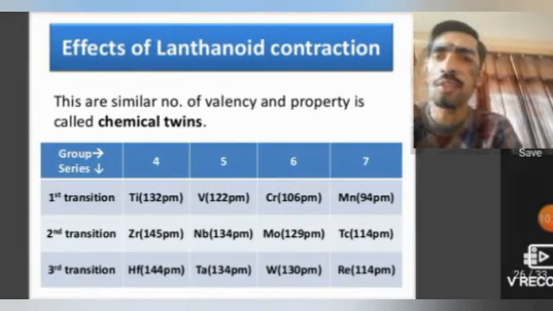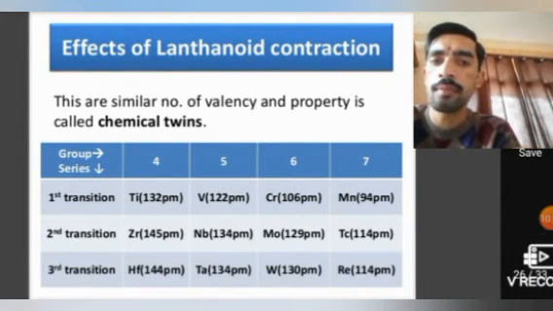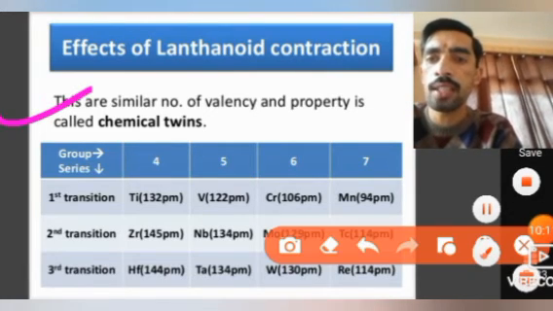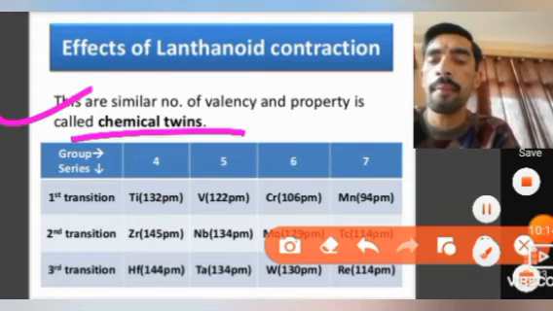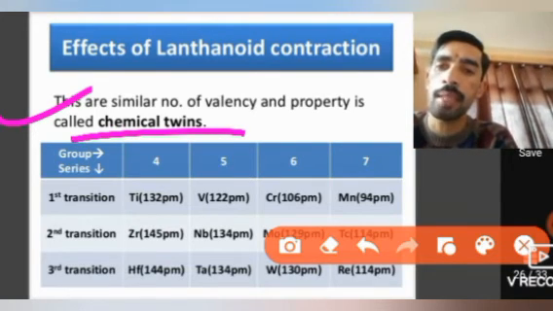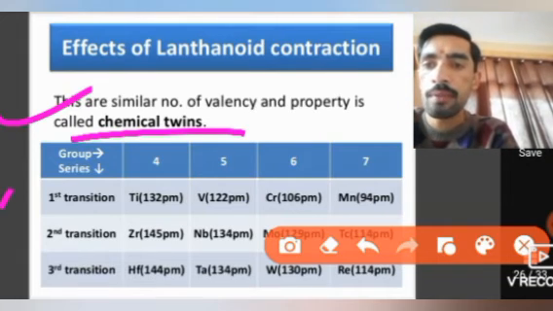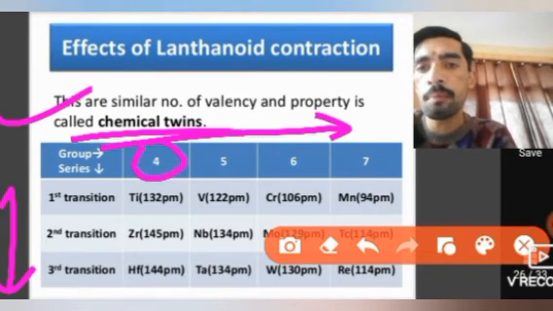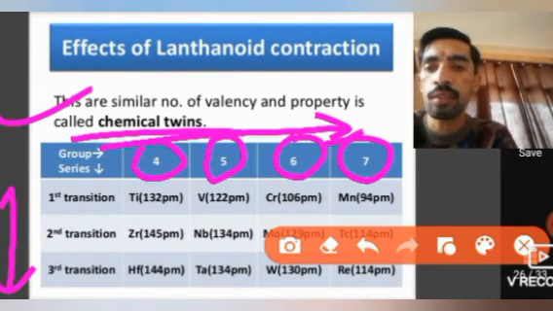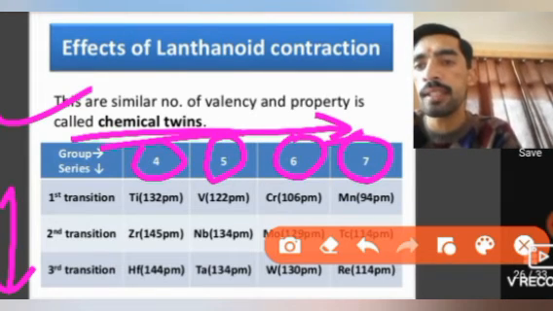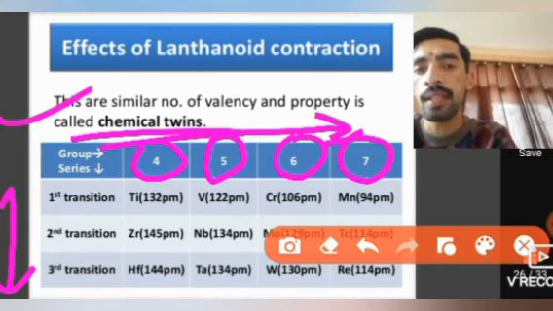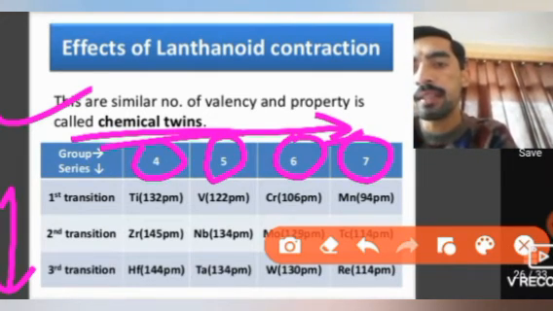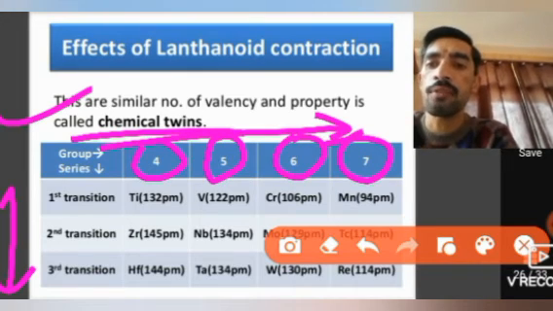So, consequences of lanthanide contraction: these elements have a similar number of valence electrons and similar properties, and are called chemical twins. Those elements which have similar properties are called chemical twins. Suppose we talk about the groups, series and periods, in groups 4, 5, 6, 7. We are not talking about scandium. After scandium, hafnium is there, then the lanthanides; scandium, yttrium is there, then the lanthanides. We are not talking about this. We started from the fourth.